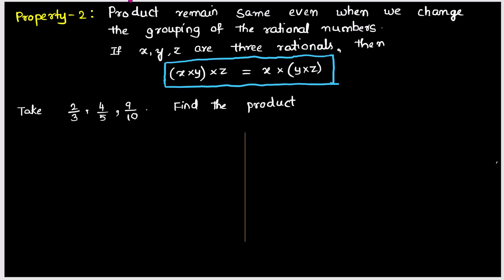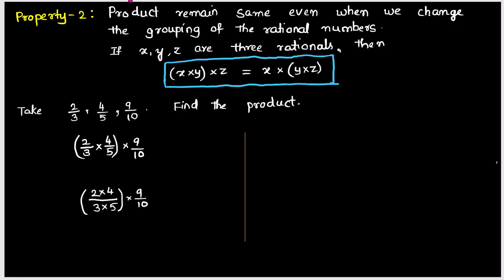So here 2 by 3, 4 by 5, 9 by 10, three rational numbers are taken. It is asked to find the product. First let us take 2 by 3 and 4 by 5 in a bracket. That means we are grouping these two rational numbers, multiplied by 9 by 10. So what do we get? Since 2 by 3 and 4 by 5 are grouped, we have to find the product of these two. How will we find it? 2 into 4, the product of numerators, upon 3 into 5, the product of denominators. First we find the product of these two rational numbers, multiplied by 9 by 10.